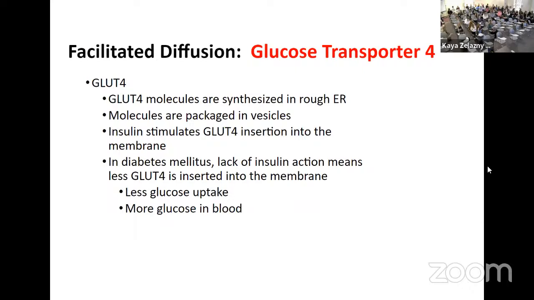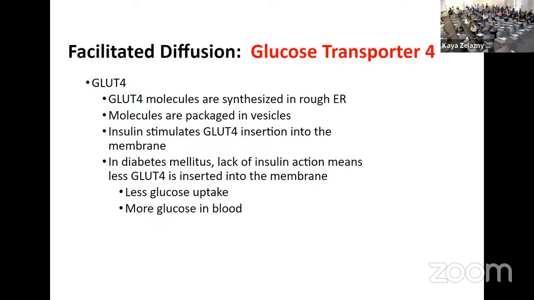An example of a type of facilitated diffusion is glucose transport through glucose transporter 4. The GLUT4 molecule is made in our rough endoplasmic reticulum. This transporter gets packaged into vesicles, little baggies inside the cell. In the presence of insulin, a hormone that we'll talk about in our endocrine system, those little vesicles merge into the membrane. Essentially, we end up with lots of extra GLUT4 transporters in that cell membrane.